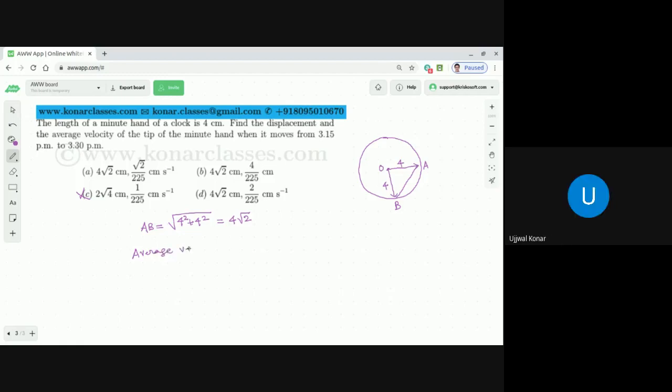Yes, sir. So, average velocity is equal to the displacement, that is 4 root 2, divided by time taken. Time taken is what? 15 minutes. 15 minutes means what? 15 into 60 seconds. So that should be in centimeter per second, or we can write centimeter second to the power minus 1. And this is centimeter.